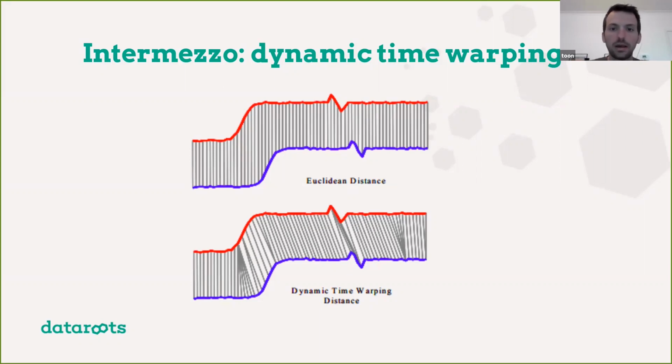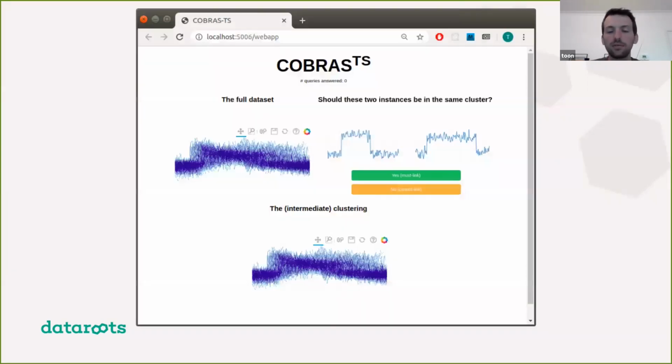So we are running COBRAS now with the dynamic time warping distance. So the interface looks as follows. We have here the data set that I already showed before, the CBF data set. Here on the right, we have this querying interface. So we simply have to answer these pairwise queries here. And on the bottom, we have the intermediate clustering.